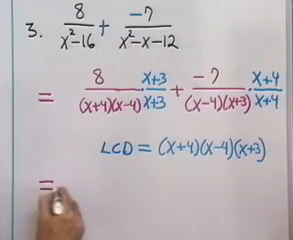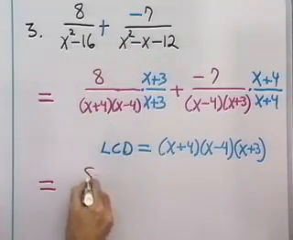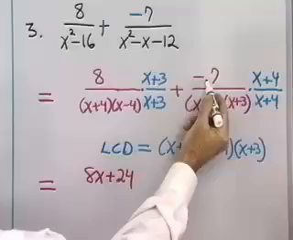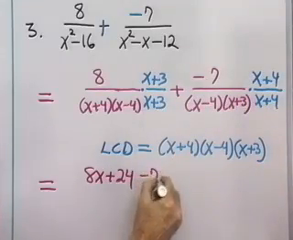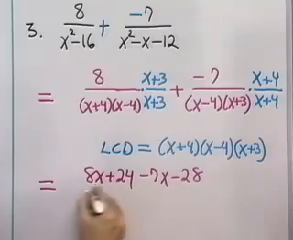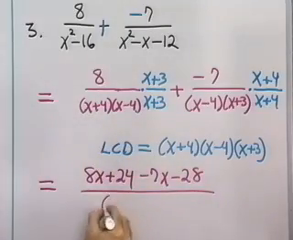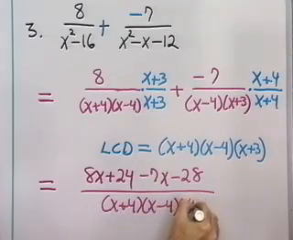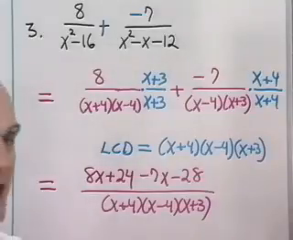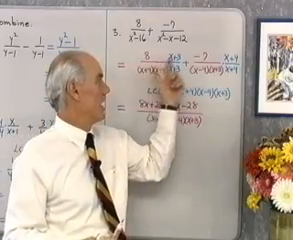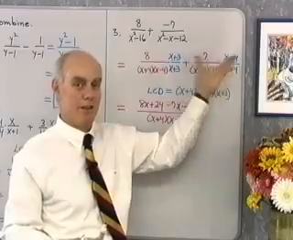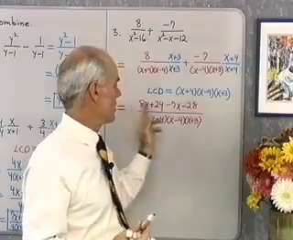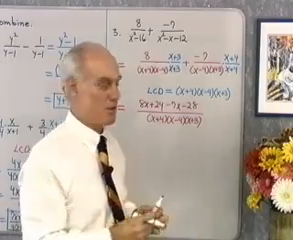So to finish this problem then, let's multiply 8 times x plus 3 and get 8x plus 24. To that I want to add negative 7 times x plus 4, which is negative 7x minus 28. And that's all over the least common denominator, x plus 4, x minus 4, times x plus 3. So that's a couple of steps at the same time right here, where I've multiplied out these two products and then added them up in the numerator, put all that over the least common denominator. One last thing to do, simplify that numerator and then see if I can reduce to lowest terms.